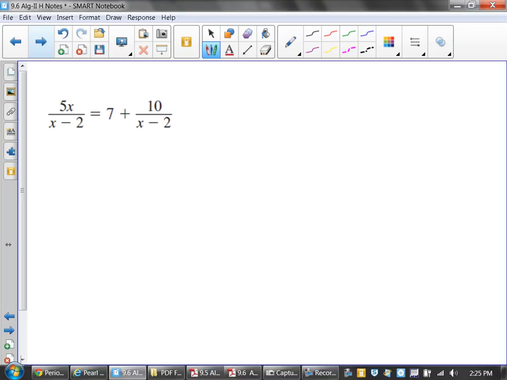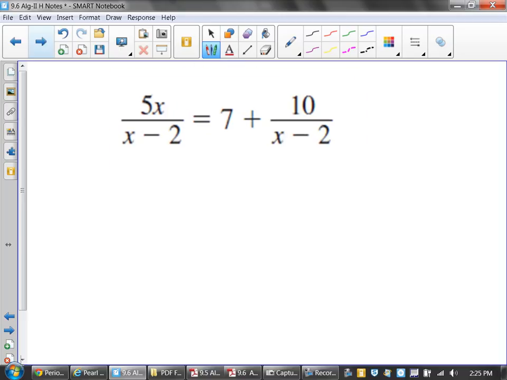Right? Okay? Again, exact same idea. Now, instead of dealing with having an x as a denominator, I have a term. Remember, when I'm talking about terms, it's x minus 2.